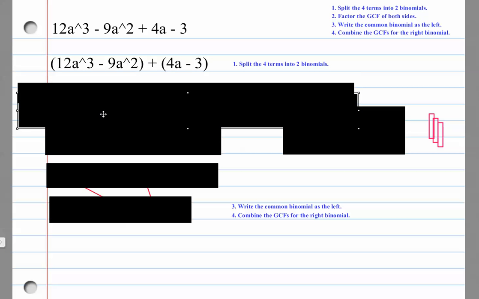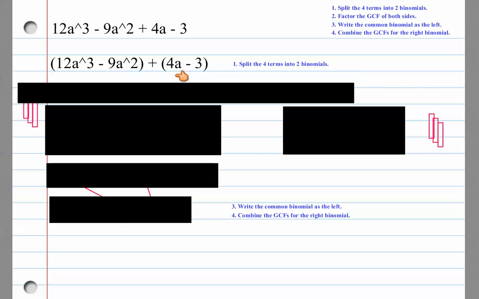All right, so here's an example: 12a to the third minus 9a squared plus 4a minus 3. So the first thing you want to do is to split the 4 terms into 2 binomials. And I did bring the directions over from the previous page, so you can see these right here in the top right hand corner. They're the same directions, and I'm going to put them on the side here so that you can see each one as we move along.